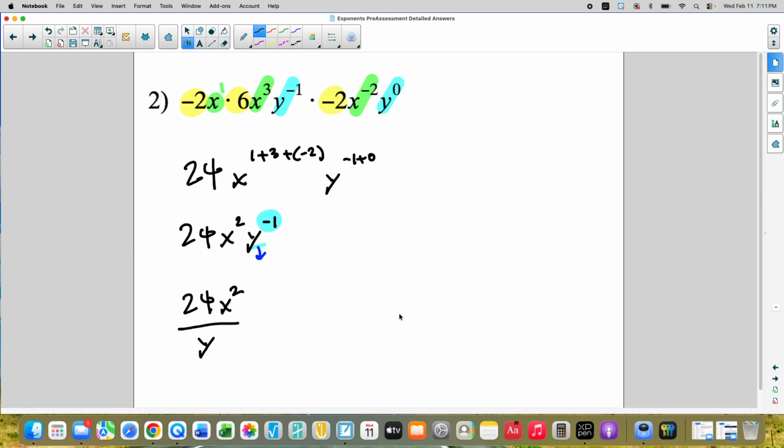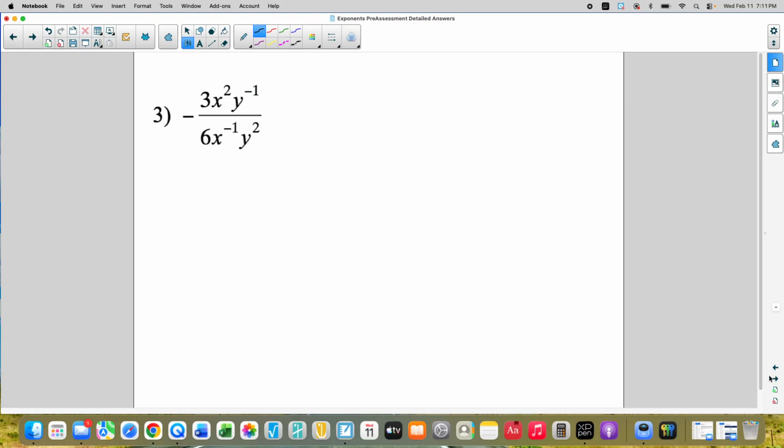I'm not going to write y to the first. We don't write y to the first. So my answer is this. You don't have to write y to the first. Good. Alrighty. Let's look at the coefficients.